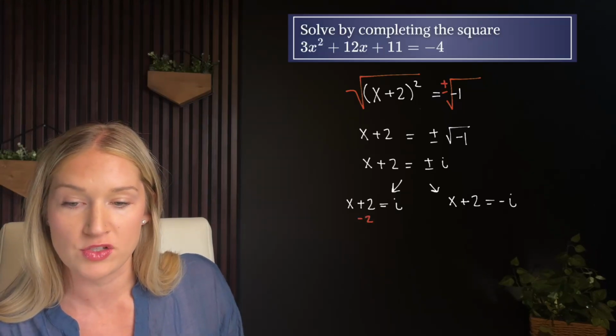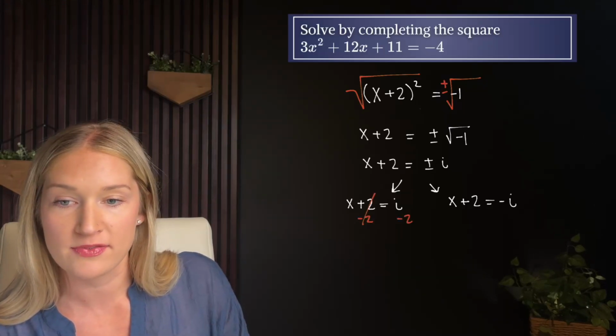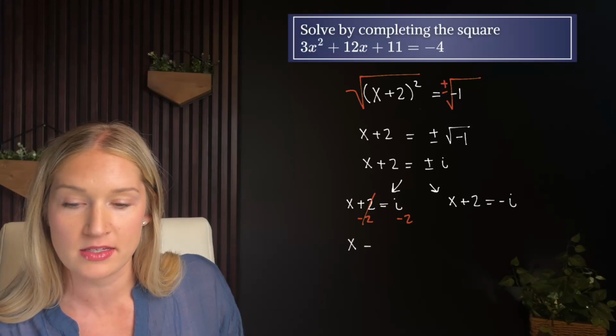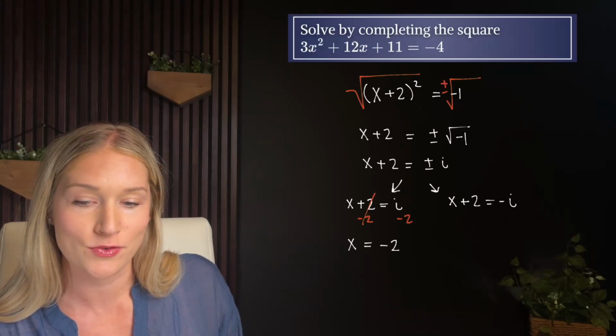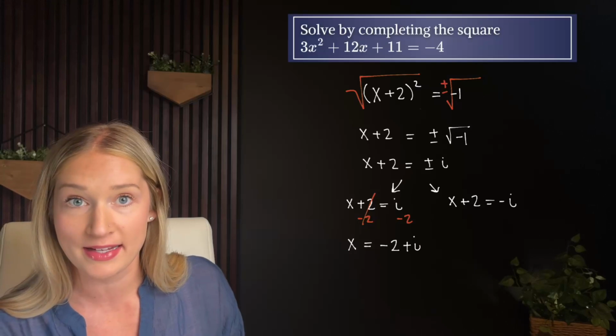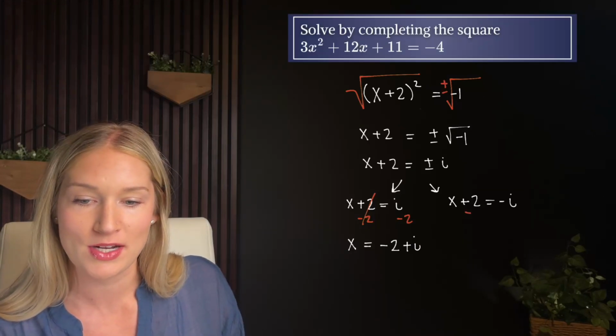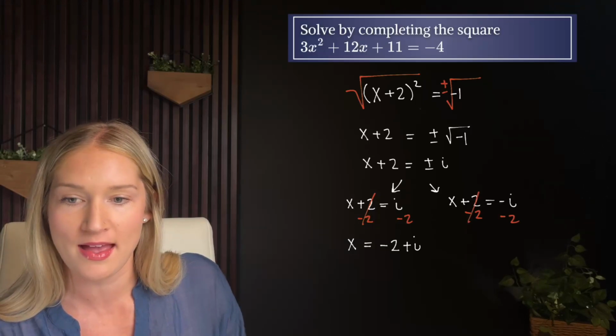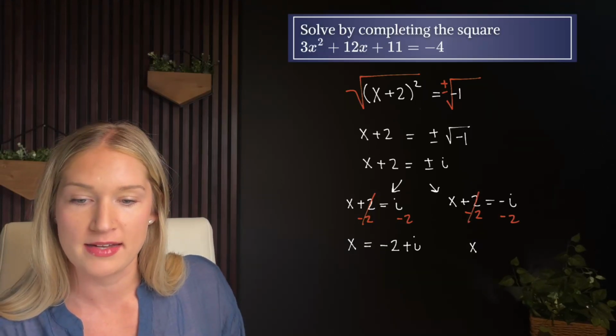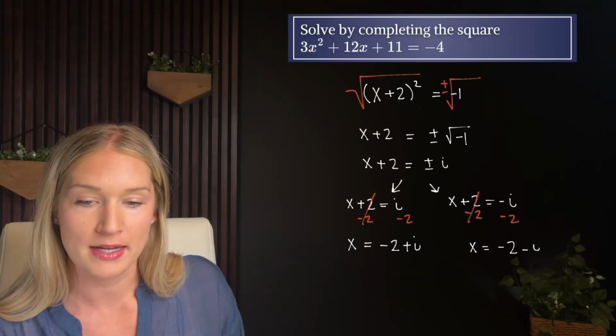Now I subtract 2 from the left and the right, giving me x equals, I'm going to put my negative 2 first and my positive i second. That's just standard for complex numbers. And on the second equation, I subtract 2 from both sides. And again, I'll put that negative 2 first minus i.